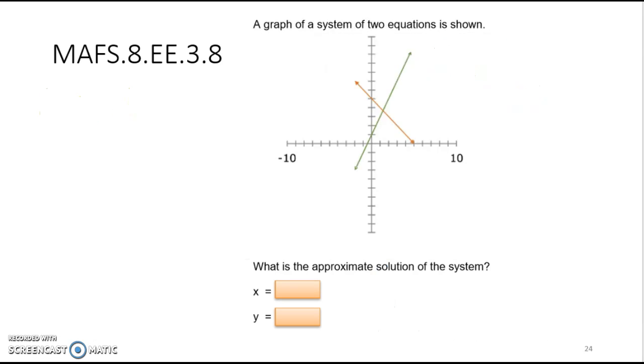All right, last two real quick. A graphed system of equations is shown. What is the approximate solution? So this graph is in increments of 1, going 1 through 10. So this looks like it's about over 1, up almost 4, 3.5. So I'd say 1.5, 3.5, because it looks like we went over right about here and up right about there.